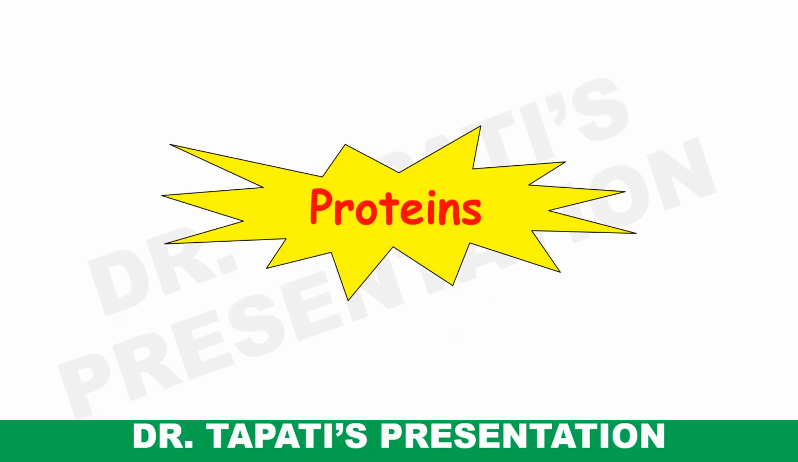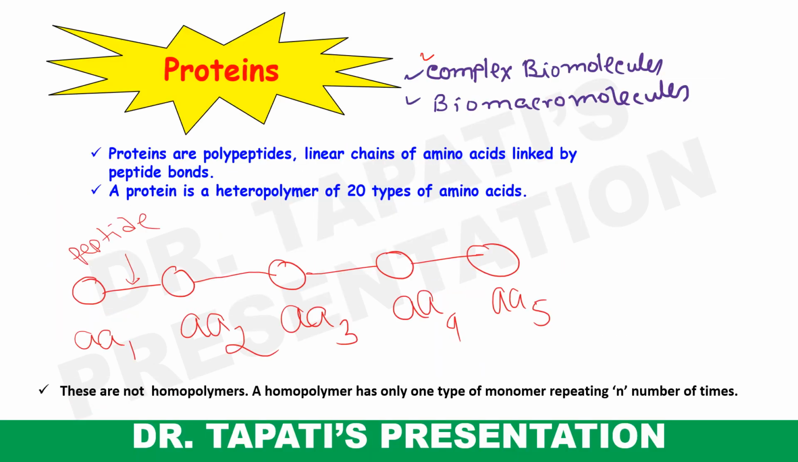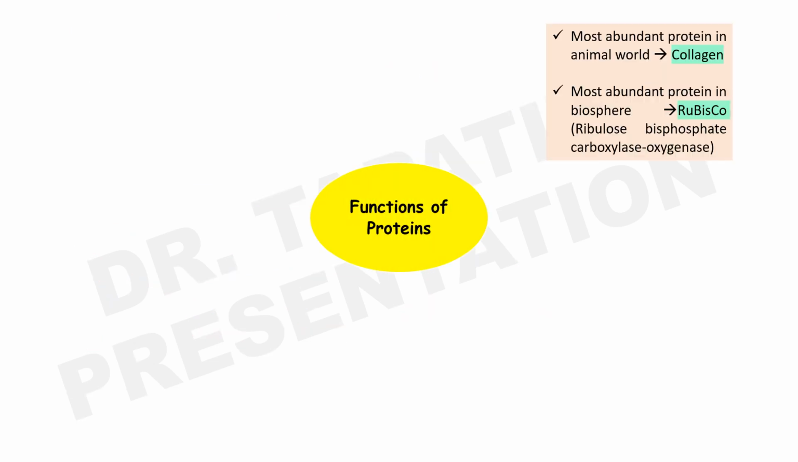Let's start discussion on proteins. Proteins are complex biomolecules. Those are biomacromolecules with molecular weight greater than 800 Dalton. Proteins are polypeptides, linear chains of amino acids linked by peptide bonds. A protein is a heteropolymer of 20 or 22 types of amino acids. These are not homopolymers because a homopolymer has only one type of monomer repeating a number of times. In proteins, more than one type of monomer is present. So proteins' building blocks are amino acids. Proteins carry out many functions in living organisms.